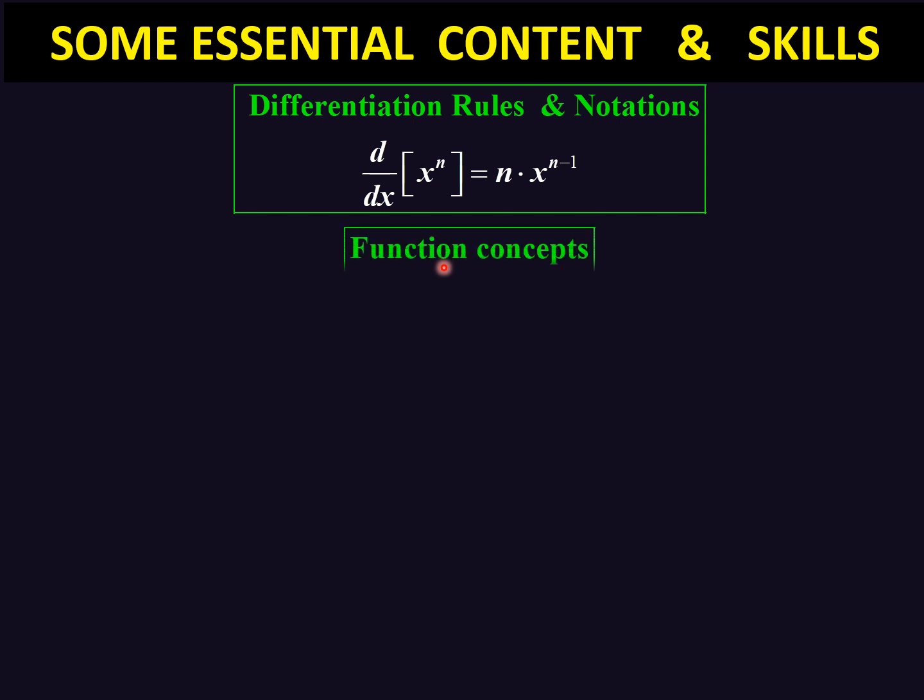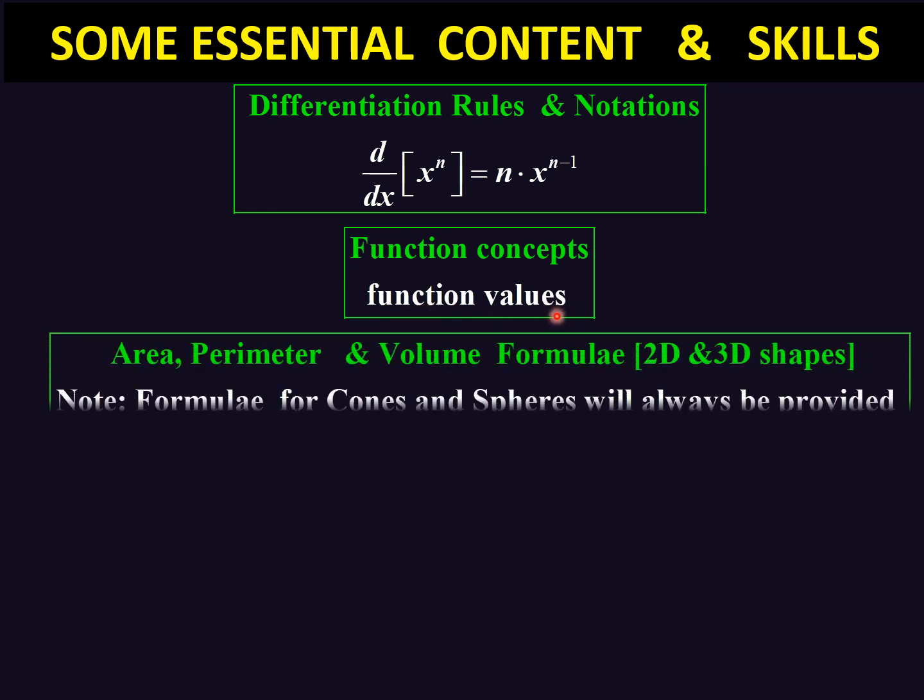Then it will be essential that you know how to determine function values, in other words, substituting into a function. And then some of the problems will relate to 2D and 3D shapes. In some of these shapes here, except the cones and the sphere, you must know the surface area or the perimeter or the volume of these shapes. If cones and spheres are used in the question, the formula for the surface areas and volumes will be provided.